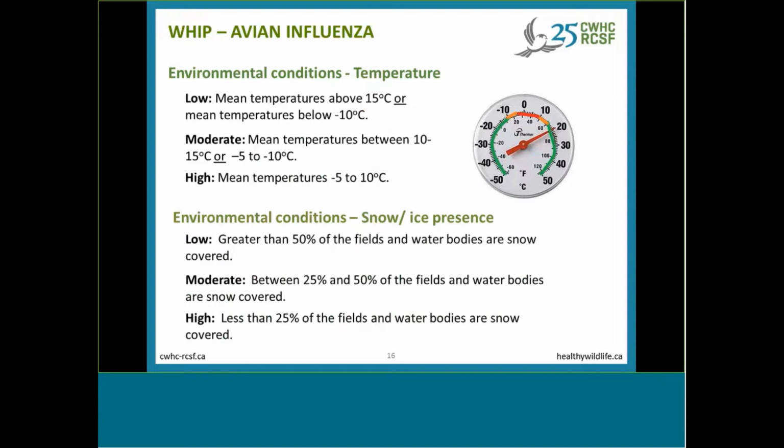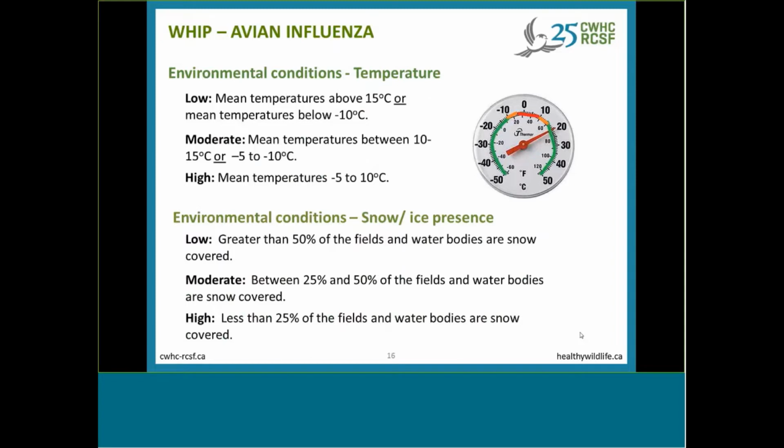So the last category were the environmental conditions. First was temperature. In the literature, the peak period for virus transmission is from -5 to +10. So that was our highest threat category, and the other ones were spread out from there, moderate and low, being outside those temperature ranges.